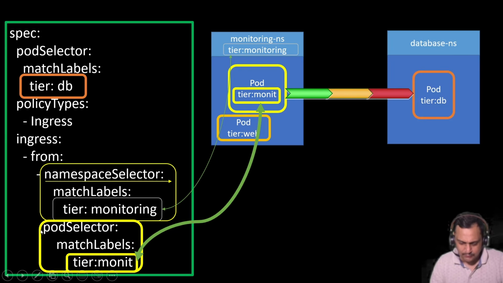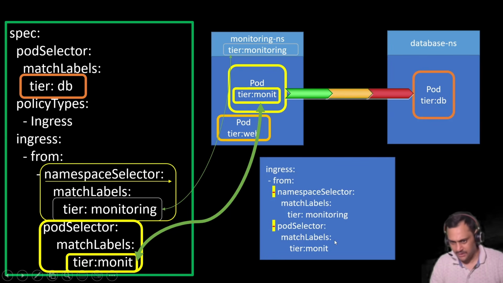But if we use a hyphen in front of the pod selector, it means that these are two different rules. Like here, pod selector match label tier equal to monet. Then it means that the first match is for the namespace selector, the second one is for the pod selector, but this rule will apply to this database NS. Why? Because we are creating this network policy inside this database NS namespace. I hope it is clear now.